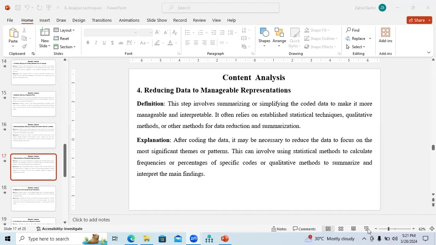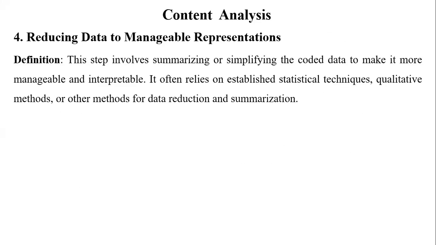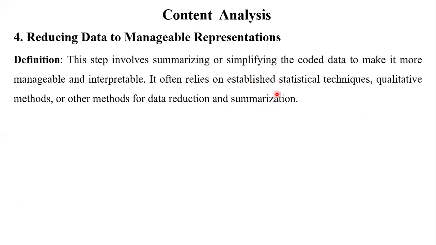All right. I was discussing the fourth step, that is reducing data to manageable representation. I have discussed that you need to revise your codes. Maybe some of the codes are irrelevant, or some of the codes may be more than your desired objective. So this step involves summarizing or simplifying the coded data to make it more manageable and interpretable. It often relies on established statistical techniques, qualitative methods, or other methods for data reduction and summarization.